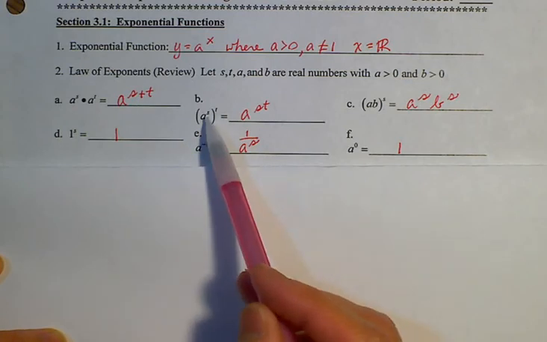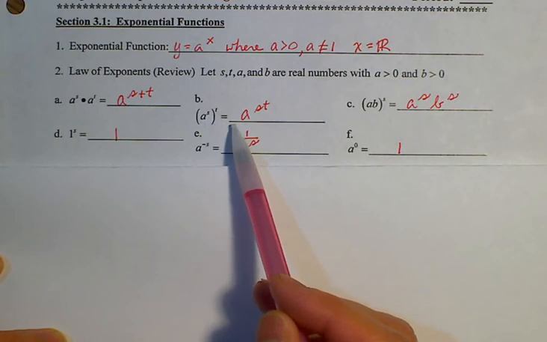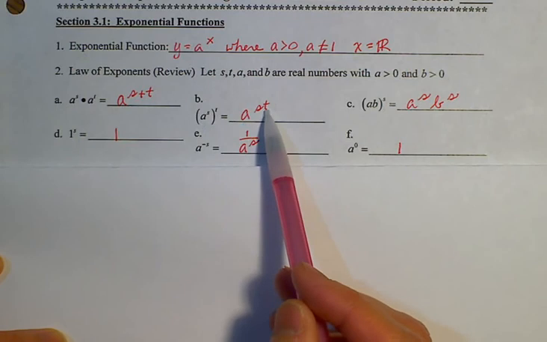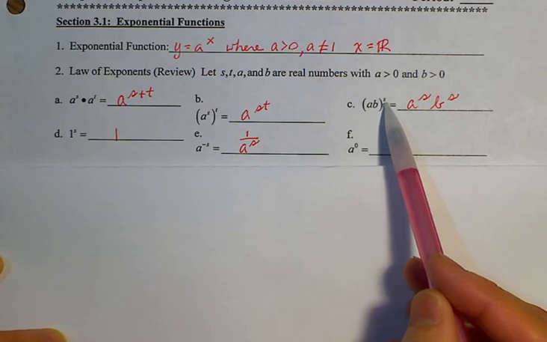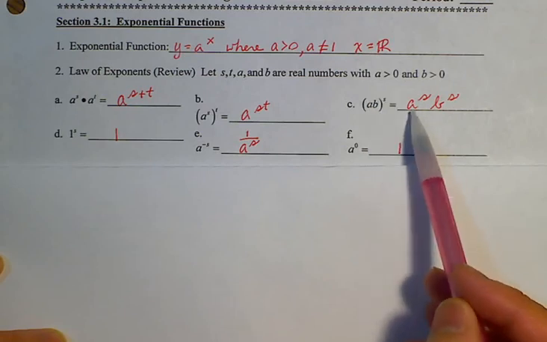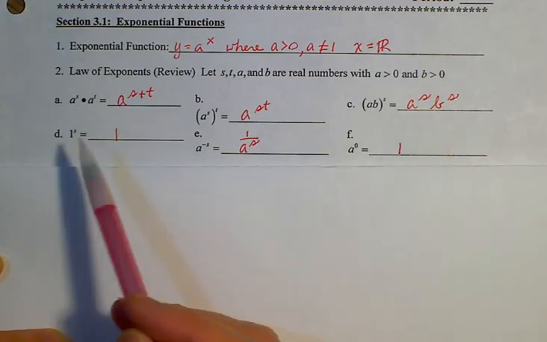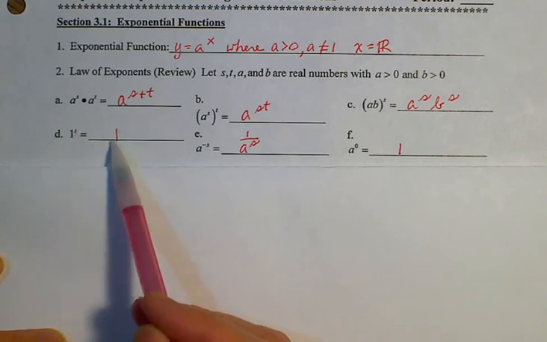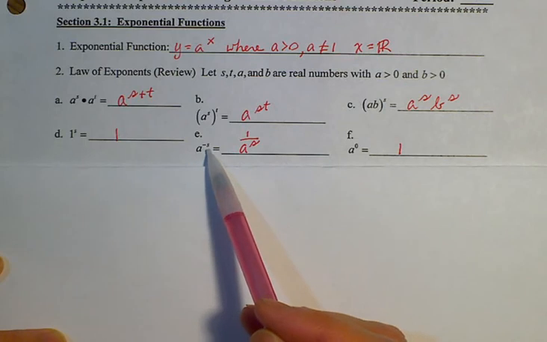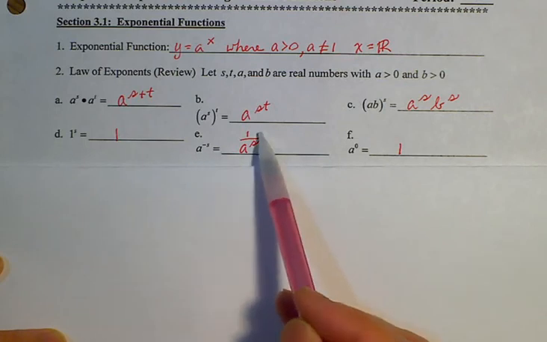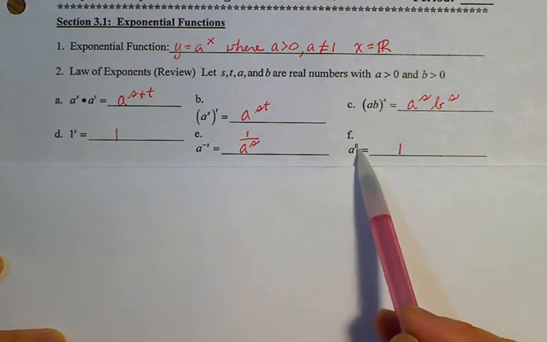If you take a power of s and raise it to another power, then you multiply the two together, so it'll be a to the st. If you have a times b quantity raised to the s power, then you can rewrite it as a to the s times b to the s. 1 raised to any power is equal to 1. And a raised to a negative power will reciprocate it, so it's 1 over a to the s. And a to the 0 power is equal to 1.